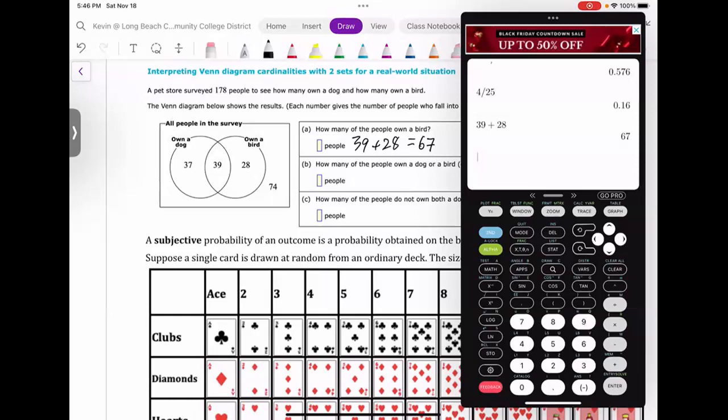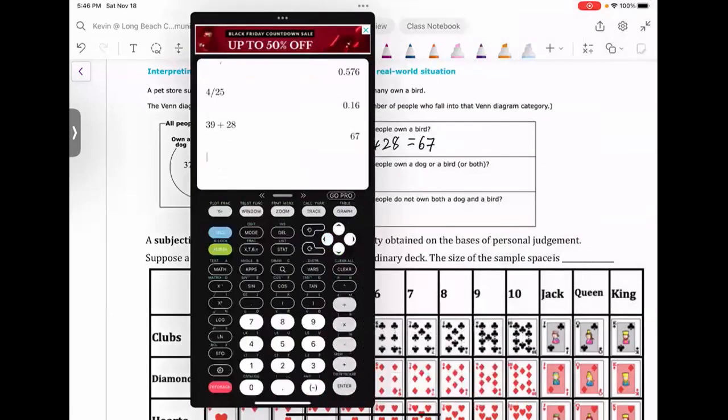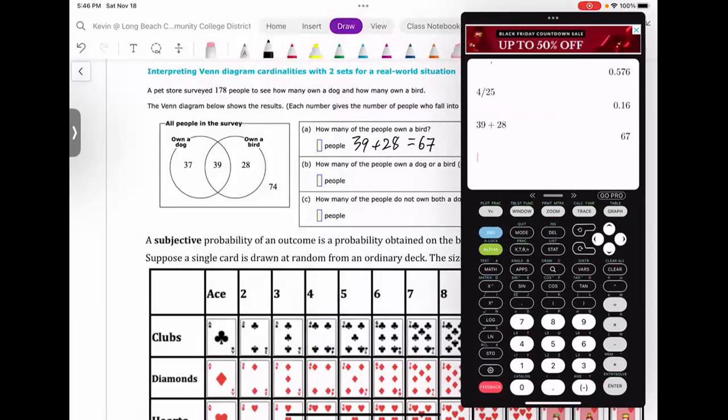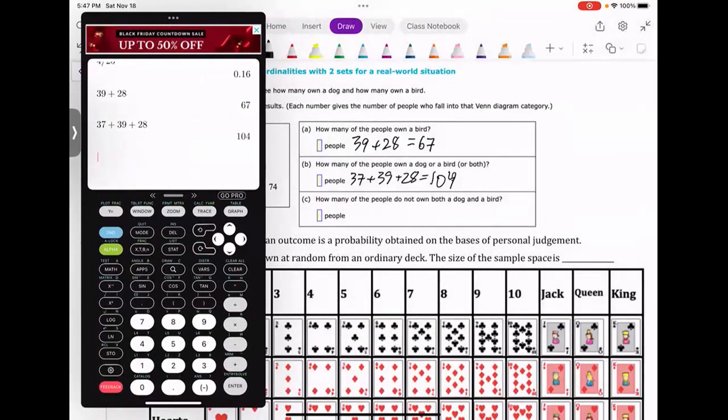How many people own a bird or a dog or both? I think it says, or both. A bird or a dog or both. That's going to be 37 plus 39 plus 28. I'm getting a 104. Ooh, that 4 looks weird.